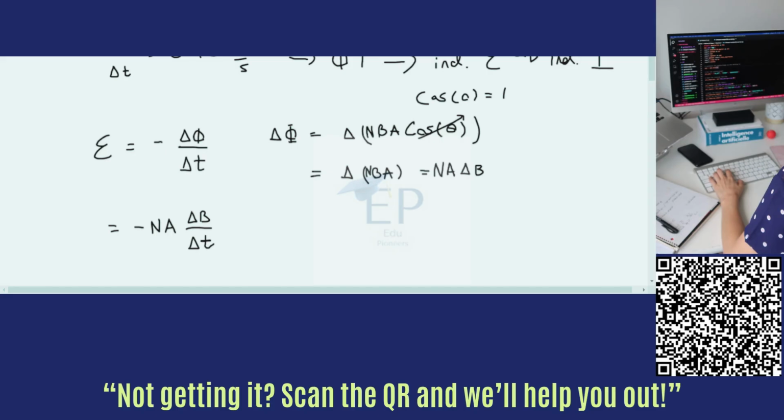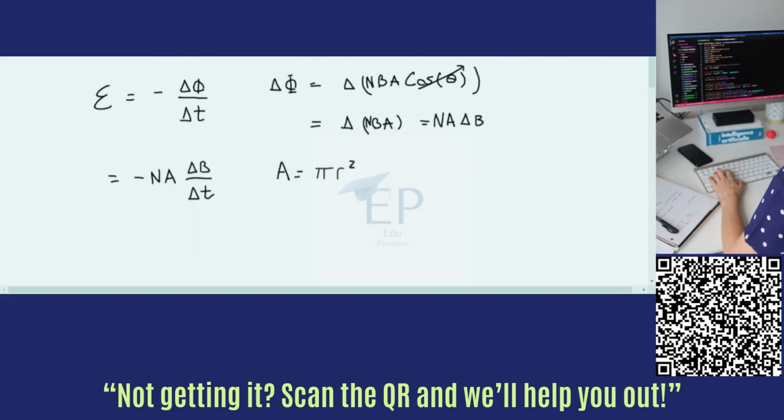So we have the number of loops. We almost have the area, right? We don't have it exactly, but we know that this is a circular loop, and that for a circle, the area is just going to be pi r squared. So again, we can substitute out for A here with pi r squared, and we'll have N times pi r squared times delta B over delta T.